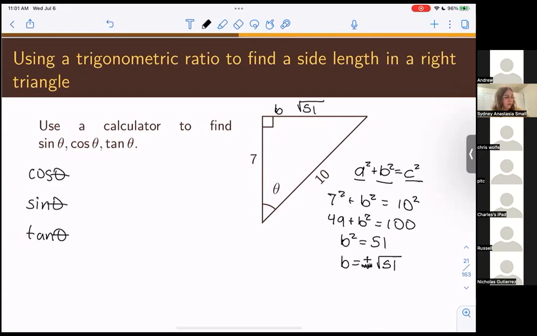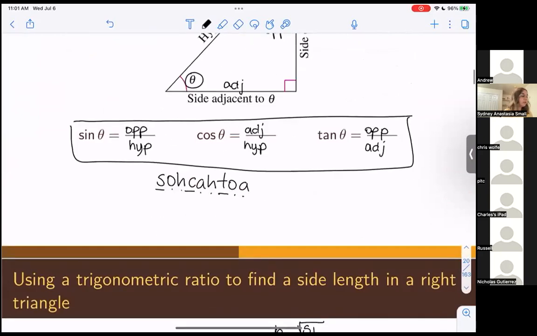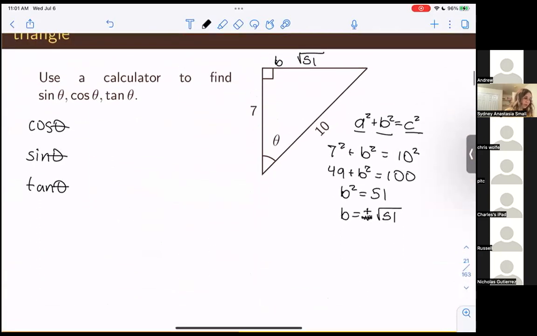That can't be simplified any further, so I will just label that side square root of 51. Okay, now using the formulas from the previous slide, we can really easily solve for sine, cosine, and tangent. So the cosine of theta is the adjacent over the hypotenuse, which is just 7/10. Easy enough. If I want to write that as a decimal, it's 0.7.